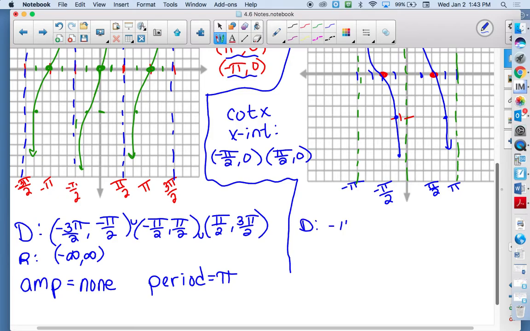So this domain would be from negative pi to 0, and then from 0 to pi. And I know you graphed yours to 2 pi, so you would have negative 2 pi to negative pi, positive pi to positive 2 pi. The range is still the same, negative infinity to infinity.